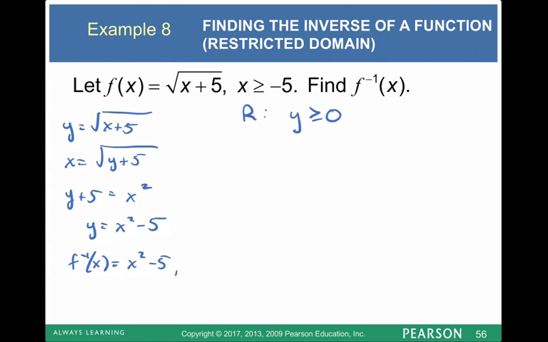So now our domain should be the case that x has to be greater than or equal to 0, and y has to be greater than or equal to -5. I think that's how that goes. Yes. All right, so basically, the domain and range just switch.